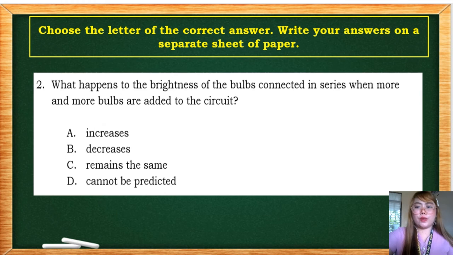Number 2. What happens to the brightness of the bulbs connected in series when more and more bulbs are added to the circuit? A. Increases. B. Decreases. C. Remains the same. D. Can't be predicted.